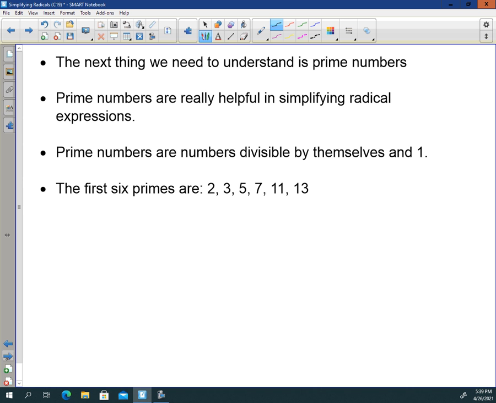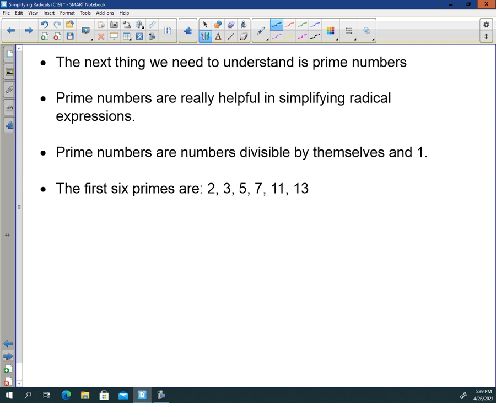So there's a lot of prime numbers. In fact, there's an infinity of prime numbers. And by the way, they're a little more complicated than just divisible by themselves and 1. There's other more mathy definitions that are better, but for our purposes, that's all we really need to know.